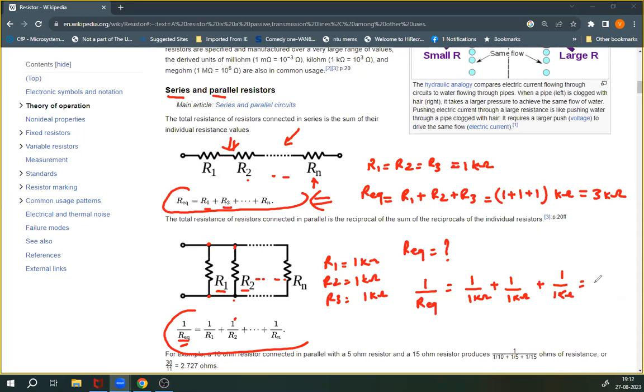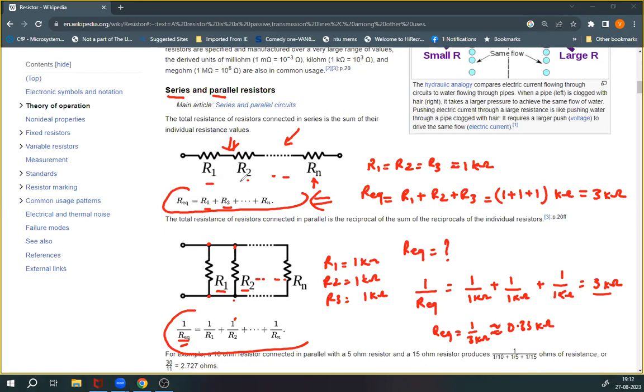So it is equal to 3 per kilo ohm, and therefore R equivalent would be the reciprocal of this value, which is 1 over 3 kilo ohm. Okay, and that comes to approximately 0.33 kilo ohm. So accordingly, you can calculate values of resistances connected in parallel.